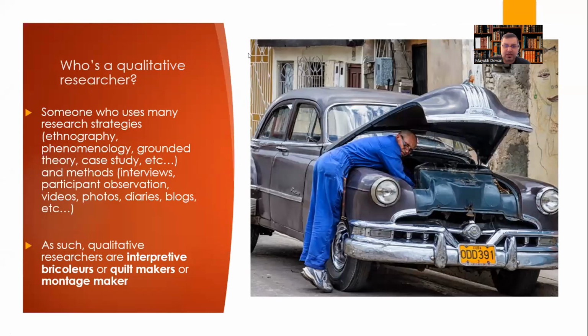I want to show you this photo again. A qualitative researcher can use many strategies like ethnography. I am an ethnographer, I do ethnography. They do phenomenology, they study phenomena. They do grounded theory. They do case studies. Qualitative researchers use different methods like interviews. They can do participant observations. They can do video recordings. They can click photos, analyze a photo. I will give you an example of how to analyze a photo also. I'll show you diaries, blogs, etc.